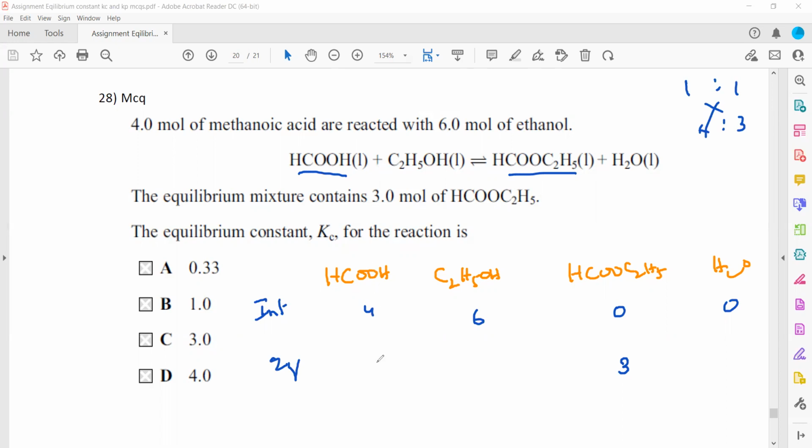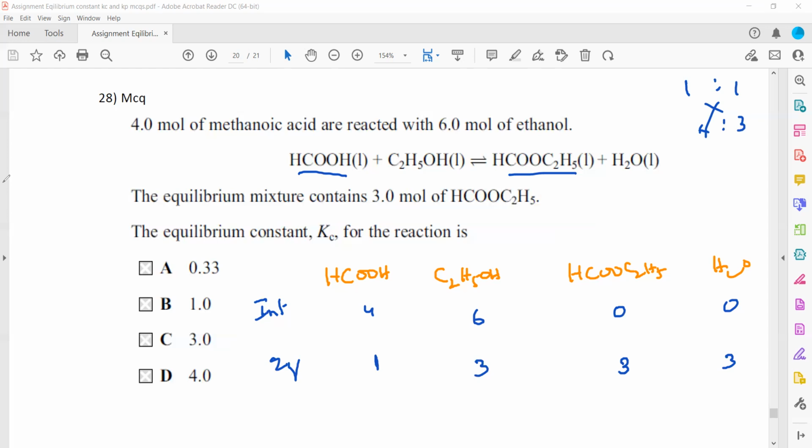But when we write how many are there at equilibrium, we write how many are left at equilibrium. So out of 4, 3 are reacted. So how many are left at equilibrium? That is 1. Same thing, the ratio between ethanol and ethyl methanoate is 1:1. So if 3 moles are produced, 3 moles should have reacted. So out of 6, if 3 are reacted, what is left will be 3. And what about water? The ratio between ethyl methanoate and water is 1:1, so the same number of moles of water will be produced.